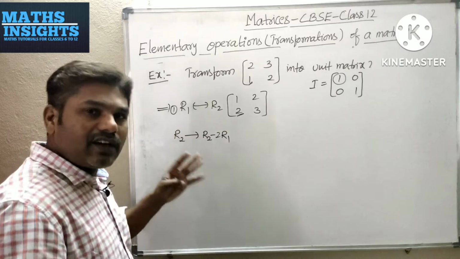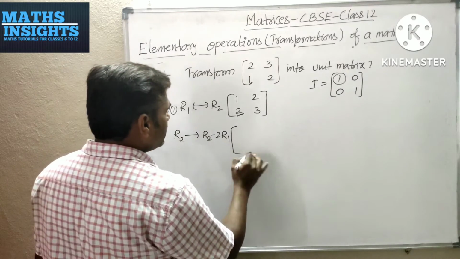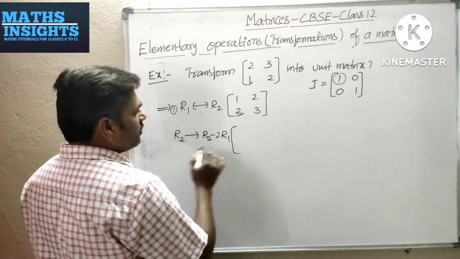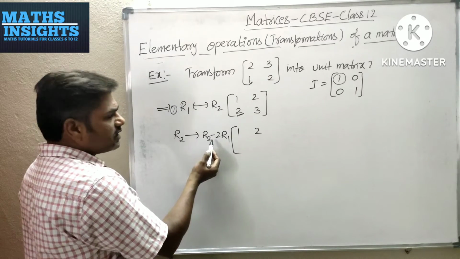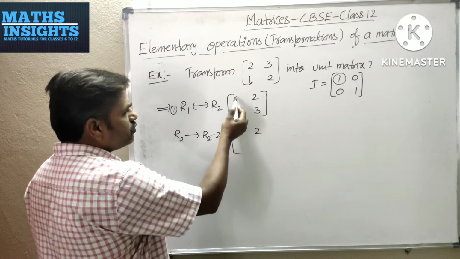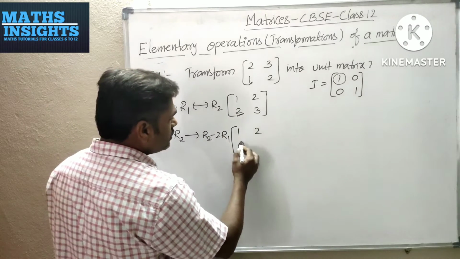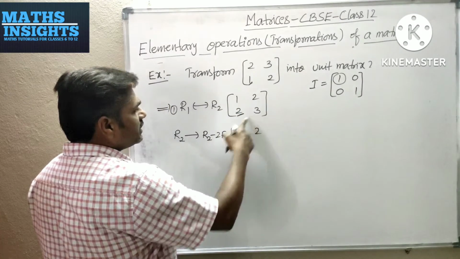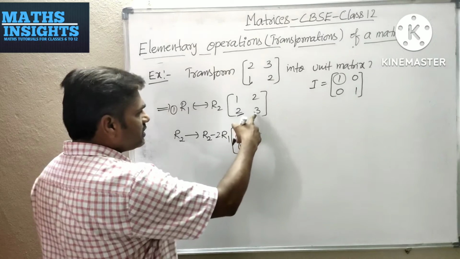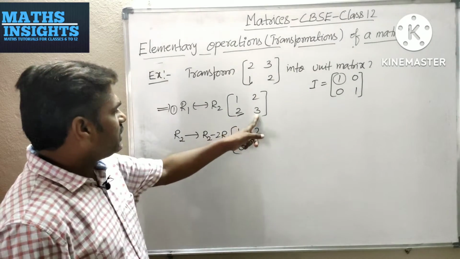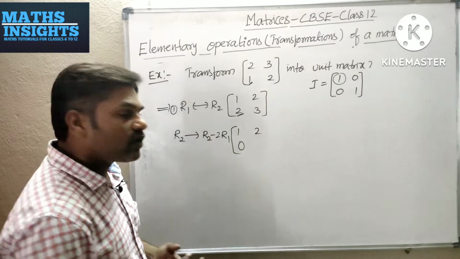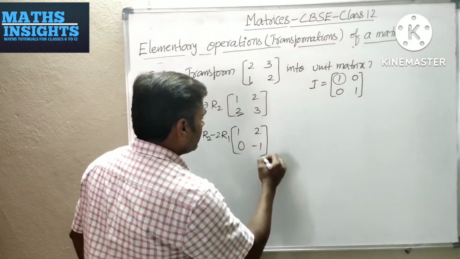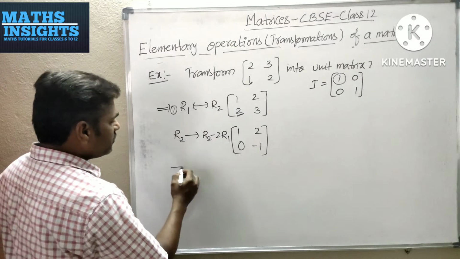I am using the third transformation rule, that is R2 in the place of R2. So R1 is unaltered, I am writing it as it is. R2 minus 2 into R1: 2 minus 2 is 0, and 3 minus 2 into 2, so 3 minus 4 is minus 1. So I used two transformation rules.